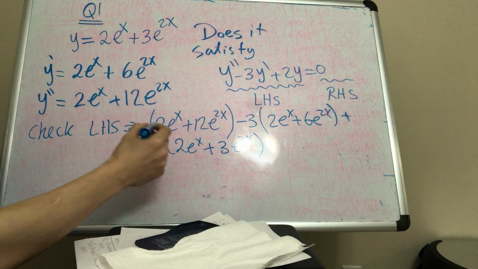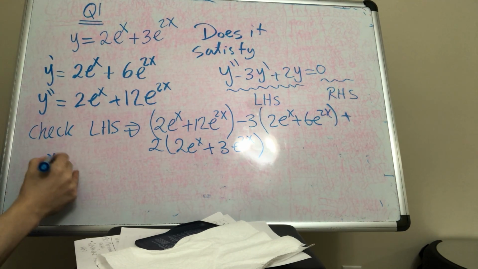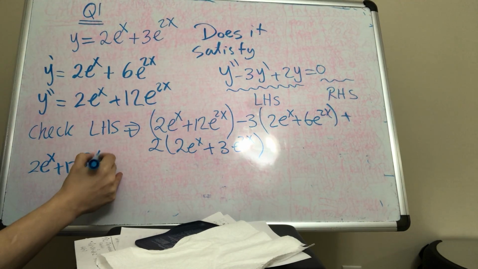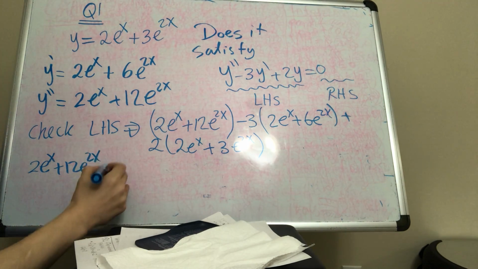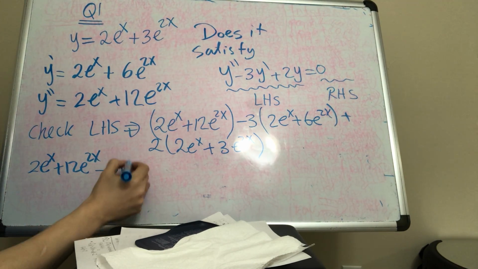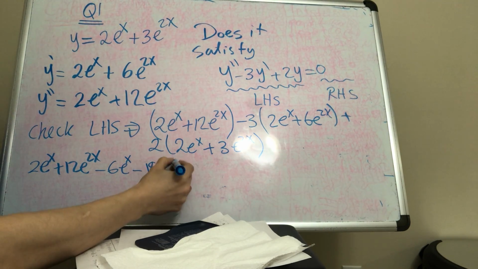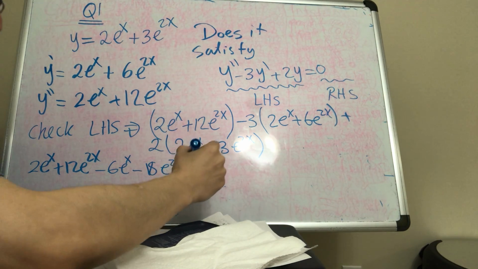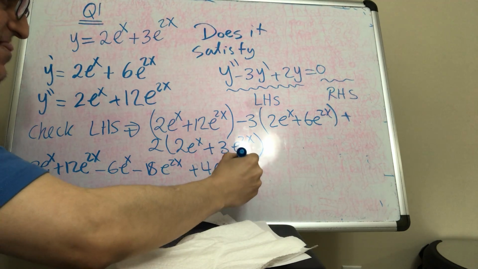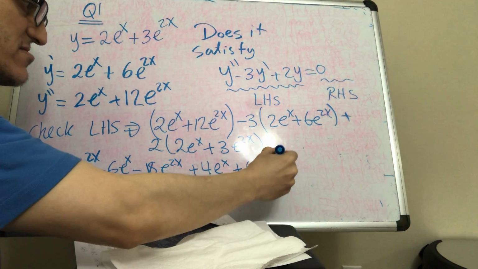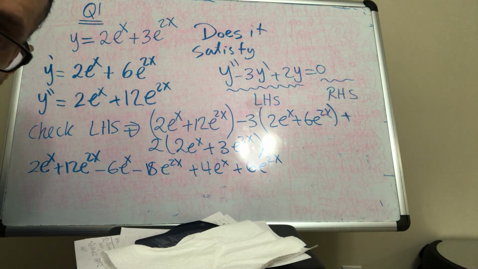Now let's see. This one has nothing in front of it, so we can just say it's 2e^x plus 12e^(2x). We take the negative 3 inside, so it becomes negative 6e^x negative 18e^(2x). We take the 2 inside, becomes 4e^x and 6e^(2x). Now, does this actually equal 0?